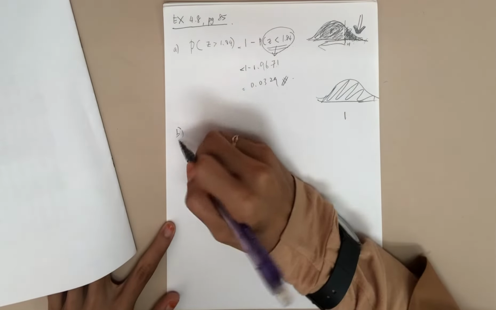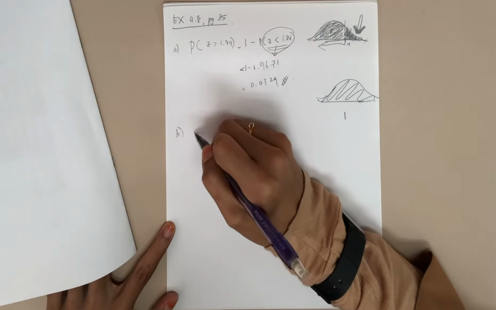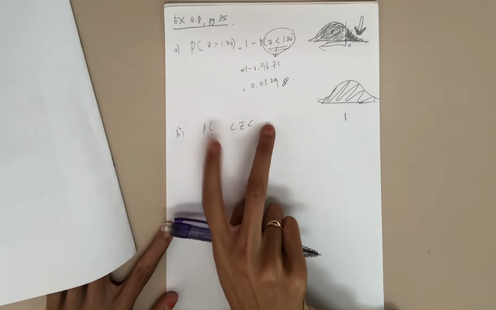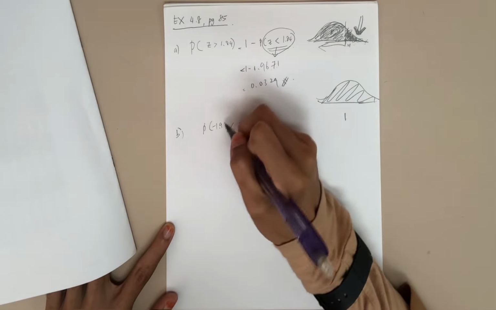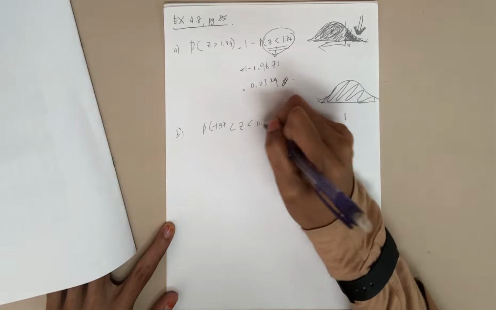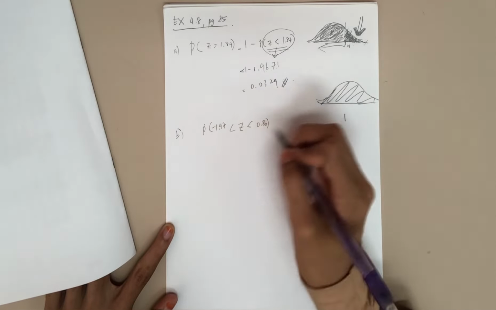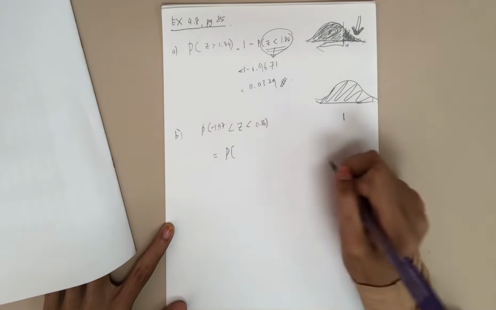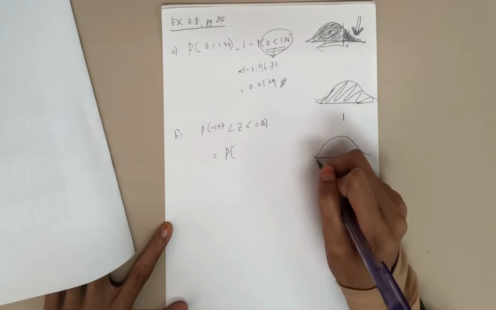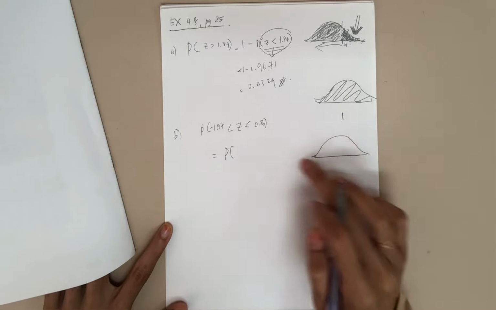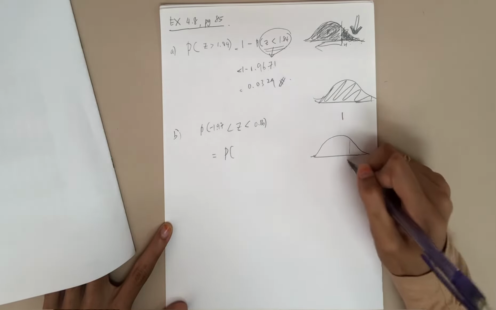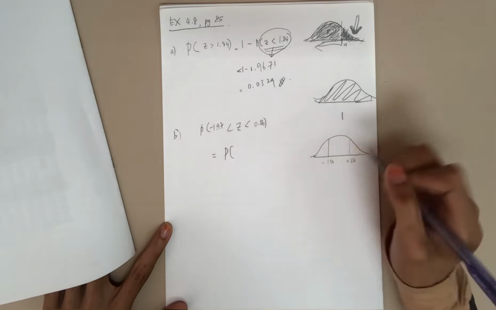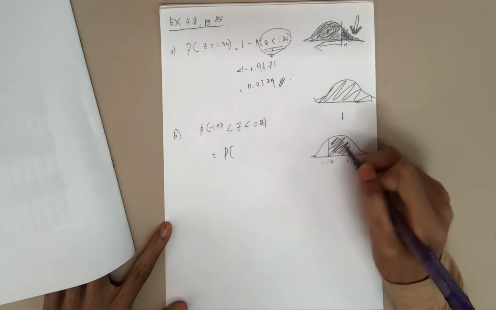Next, I give you another one. B. It says between. Between, so therefore there must be two values, between negative 1.97 and 0.86. So how to calculate this one? Imagine you draw this graph, the bell shape. Somewhere here is 0.86, maybe somewhere here is negative 1.97. So between, it must be this area, between this.